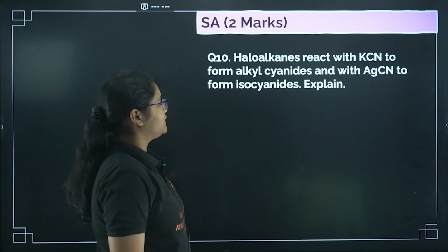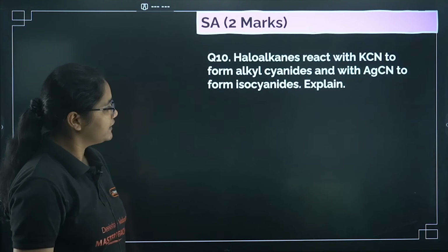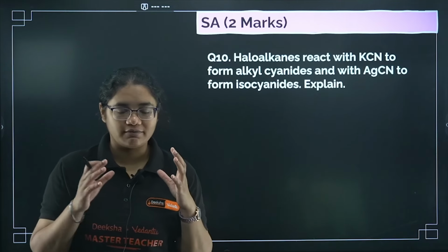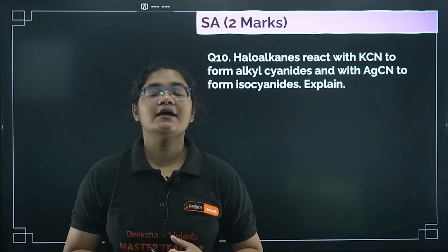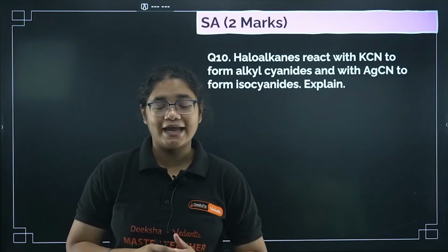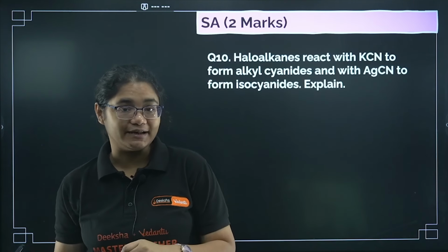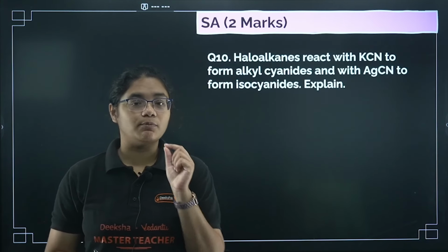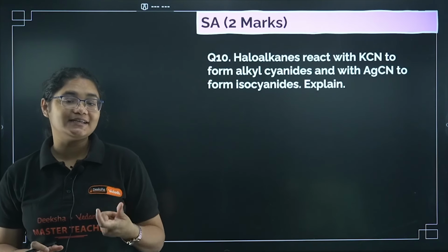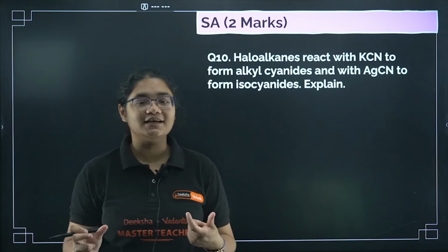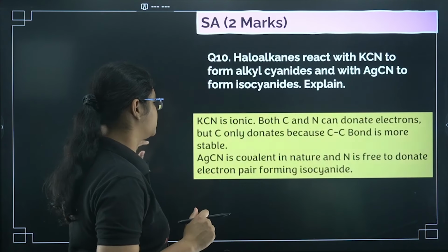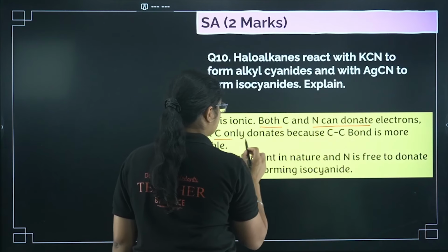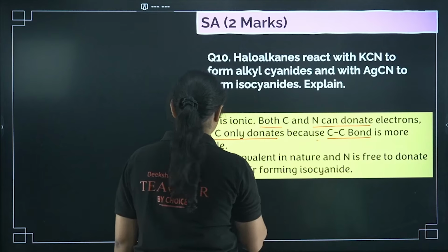Now, haloalkanes react with KCN to form alkyl cyanides and with AgCN to form isocyanides. Explain. This is a very important question. If you have seen the reactions table of nucleophiles, KCN gives alkyl cyanides, but if you take AgCN you get isocyanides. What is the difference? The difference is in the bonds in KCN and AgCN. KCN is an ionic compound, whereas AgCN is a covalent compound. KCN is ionic, so both C and N can donate electrons, but C only donates because the C-C bond is more stable.